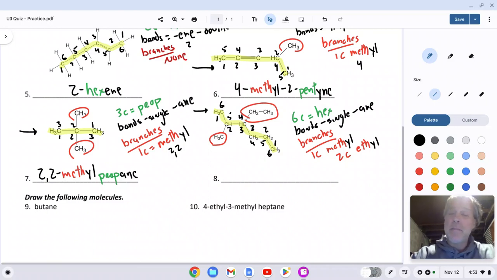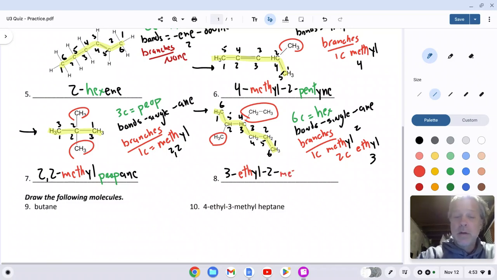So that will tell me that my methyl is on the 2nd carbon and my ethyl is on the, looks like, 3rd carbon. So when I go to write this, we have to put the branches in alphabetical order. So this is going to be a 3 ethyl, and it's going to be a 2 methyl, and the prefix for the parent chain, or the continuous chain, is hex, and the ending, because it's all single bonds, is ane. So it's 3 ethyl, 2 methyl, hexane.